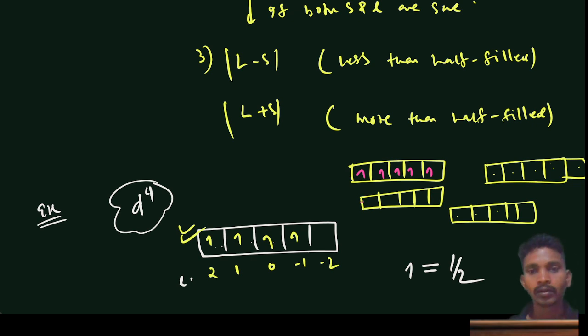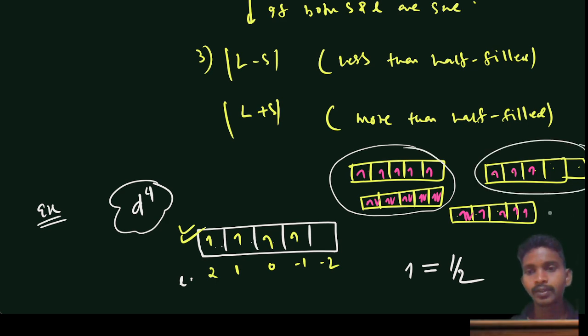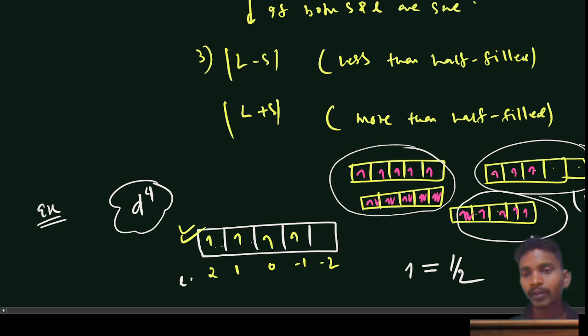Okay, these are the half-filled or fully filled cases, this is less than half-filled, and this is more than half-filled. So if it is less than half-filled, then we will follow L minus S, and if it is more than half-filled, that will be L plus S.